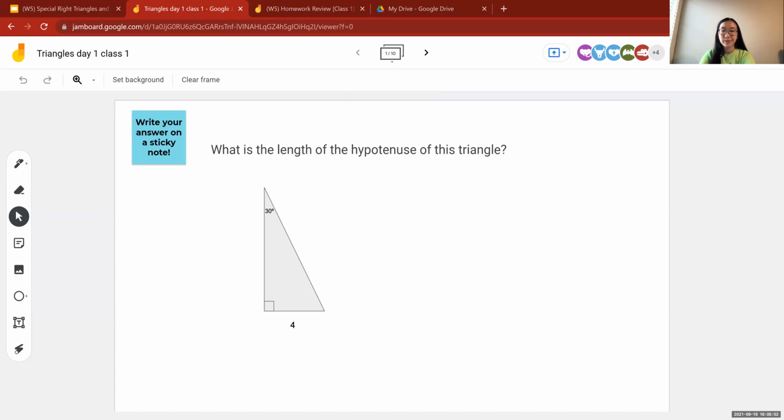And what you should do is you should get a sticky note, write your answer in it. You can also write your name on the sticky note. And yeah. All right, so first question, what is the length of the hypotenuse of this triangle?